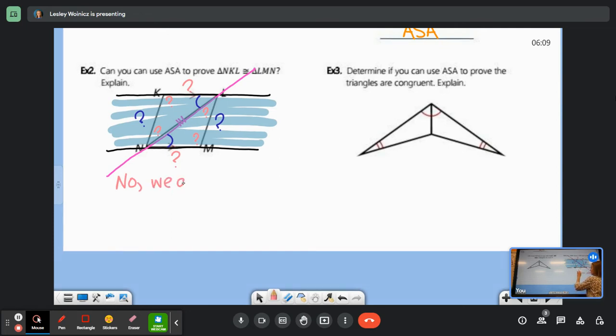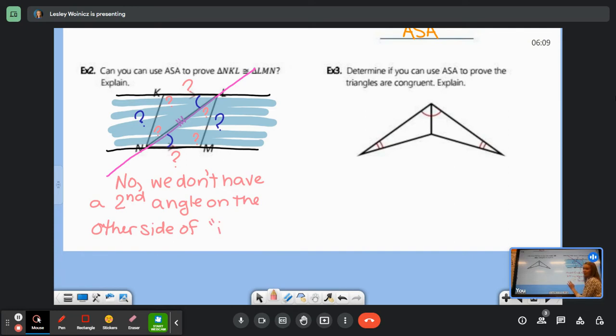we don't have a second angle on the other side of what should be our included side. It's not included in anything, so I'm going to put it in quotes because it doesn't have another angle, but it would be if we had it. So I'm just going to put it in quotes. Included side.